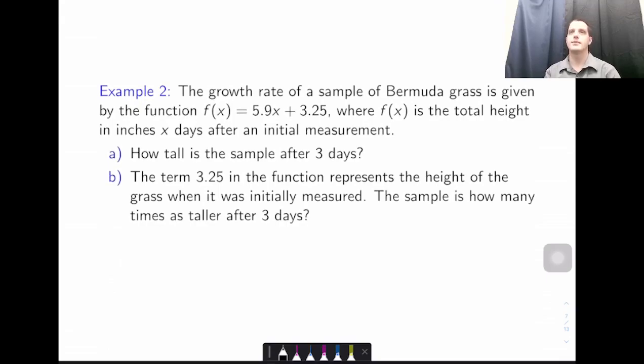All right, we have our example 2. The growth rate of a sample of Bermuda grass is given by the function f of x is equal to 5.9x plus 3.25, where f of x is the total height in inches, x days after an initial measurement. So how tall is the sample after 3 days?